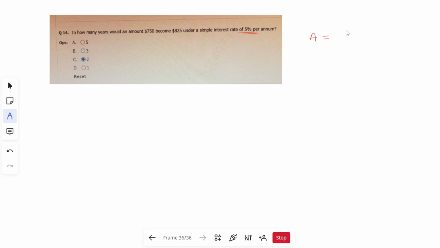So in simple interest, we have a simple formula, that is amount is equal to what? Principal plus simple interest. Okay, now what we have to find is how many years, which means we have to find the time value. Okay, just understand that. So see, in this formula, where is time? There is nowhere time, right? But you have to understand that there is a formula of simple interest which is PRT by 100. Okay, here P is the principal, R is the rate, T is the time.